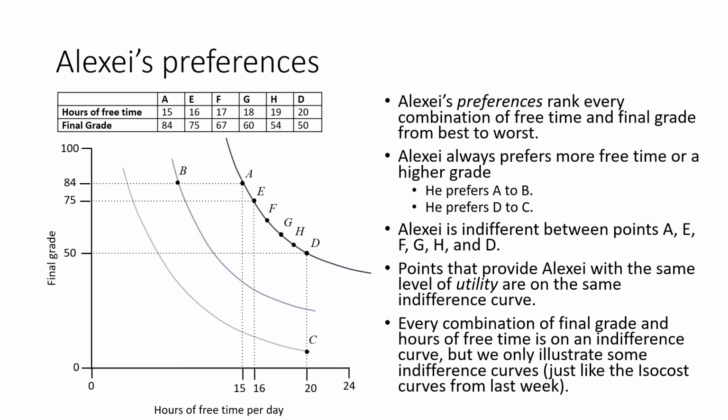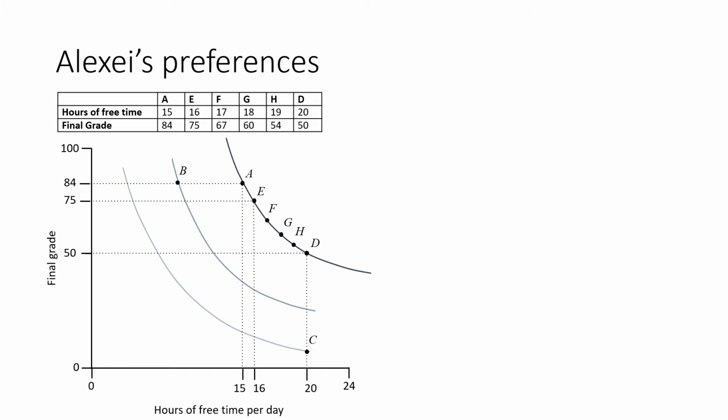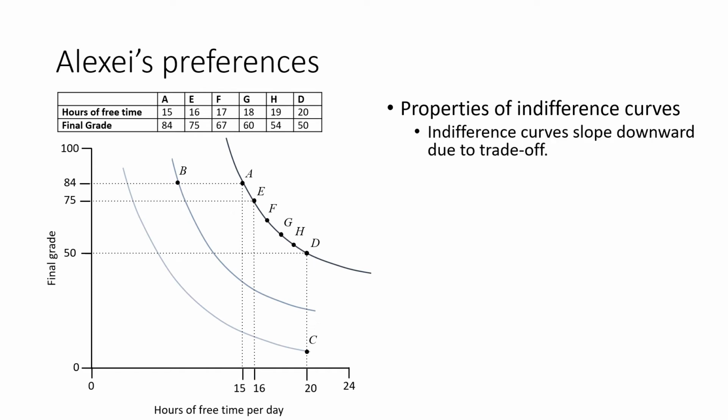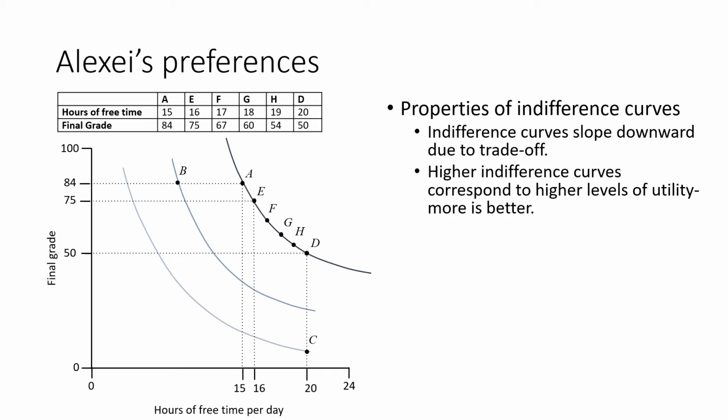An indifference curve gives every combination of final grade and hours of free time that gives the same level of utility, just like the isocost curves from last week. What are some of the properties of indifference curves? Indifference curves slope downward due to trade-off. That means that if Alexei wants a higher grade, he will have to give up some hours of free time per day. Higher indifference curves correspond to higher levels of utility.